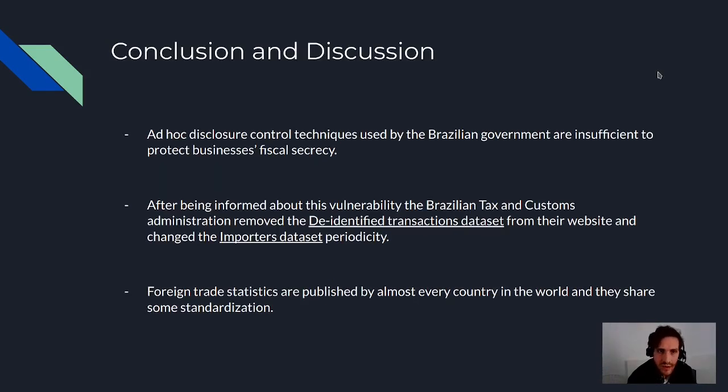Wrapping up with some conclusions and discussion: the ad hoc disclosure control techniques used by the Brazilian government are insufficient to protect business fiscal secrecy. After being informed about this vulnerability, the Brazilian Tax and Customs Administration removed the de-identified transactions dataset from their website and changed the importer's dataset periodicity.